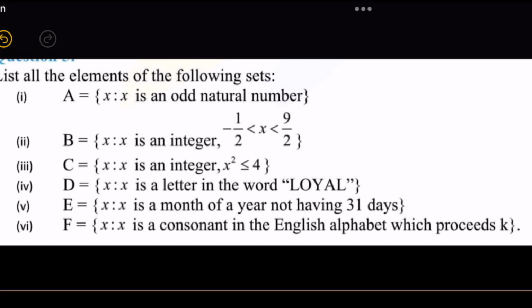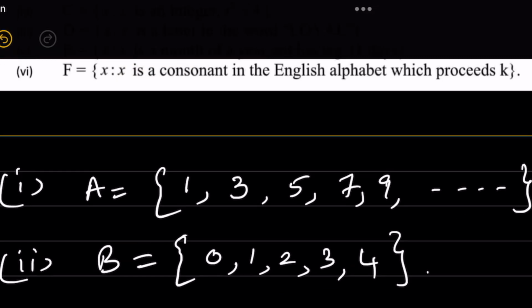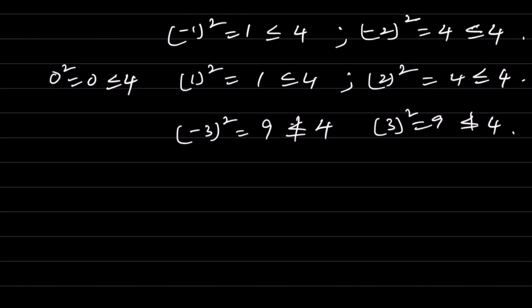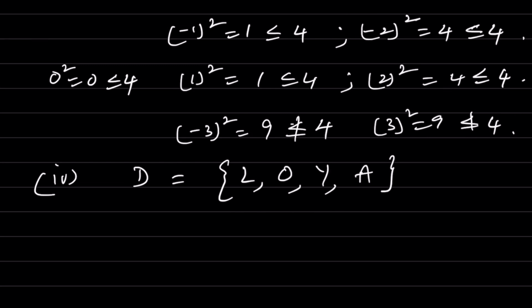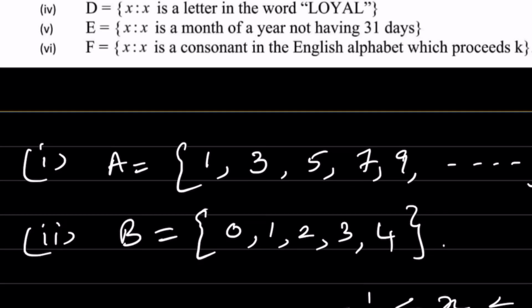Next, D is the set defined in such a way that x is a letter in the word loyal. So loyal, what all consists in this? We have in the set L repeated twice, so just write it down. So what all are defined in the set D is equal to L comma O comma Y comma A. These are all the elements of this set. Because L is repeated twice, you can take it only once, so therefore you're writing it in this.